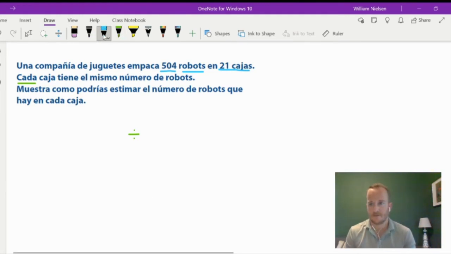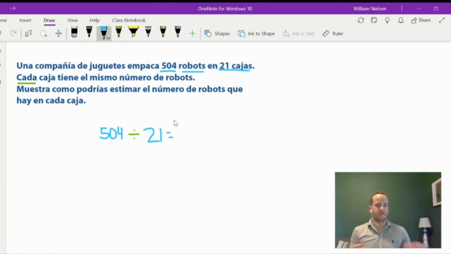Vamos a tomar esos dos números. Vamos a intentar 504 entre 21, ¿no? ¿Por qué? ¿Qué vamos a hacer? 504 robots entre 21 cajas. ¿Cuántas cajas necesito? ¿O cuántas vienen en cada caja? ¿Ok? Si te acuerdas, vamos a cambiar eso a un problema de multiplicación, ¿ok?